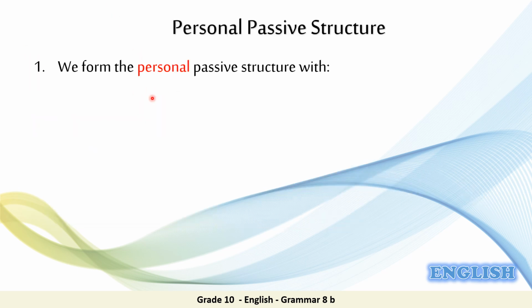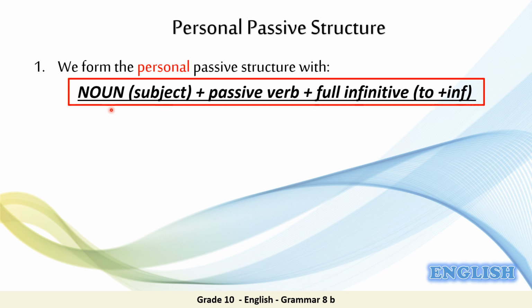Let's find out how to form the personal passive structure. To form the personal passive structure, we have to follow the following rule. We start with a noun, subject, then the passive verb, then the full infinitive, which is to plus infinitive. Let's find some examples here.